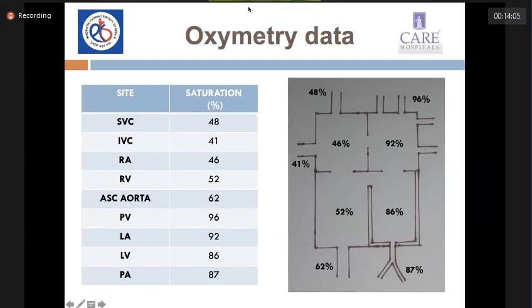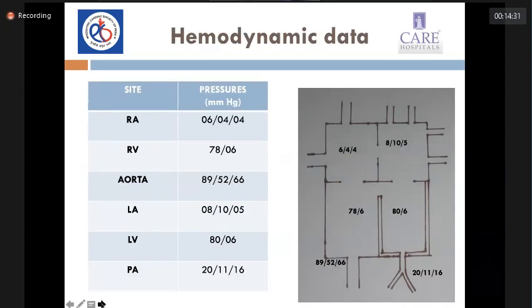Very good. So you can clearly see here the schematic diagram which is given here. Very nicely seen. This is the right atrium and right ventricle and ascending aorta, whereas pulmonary veins, left atrium, there is some amount of shunt here, and then to the left ventricle and pulmonary artery. Okay? Yes, sir. Now you can see the pressures. You can read the pressures continuously.